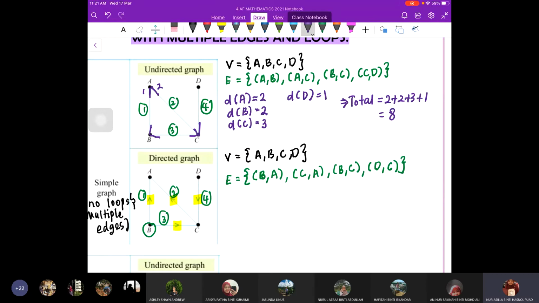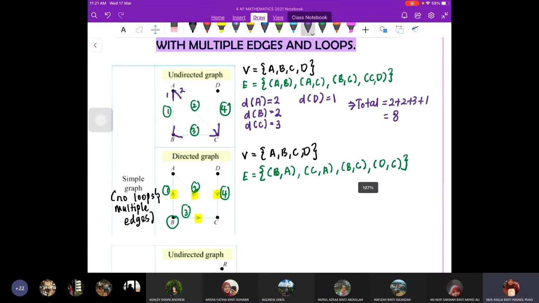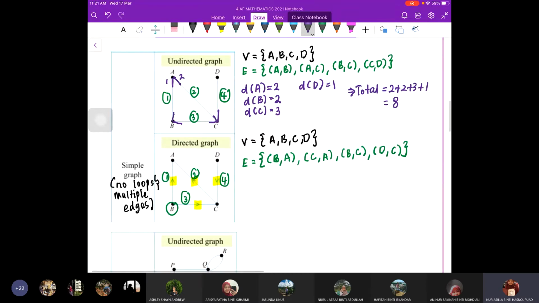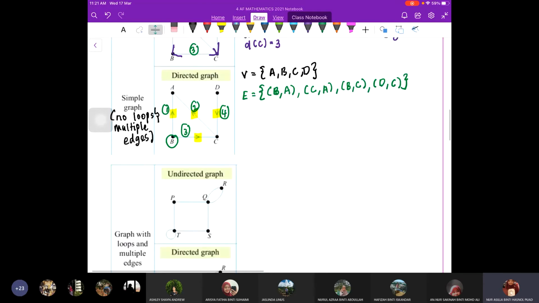Alright. So that's how kita buat untuk undirected graph. Now, directed graph, undirected and directed, dia kena berdasarkan what comes in and what comes out. Okay, dia berdasarkan initial dengan terminal vertex. Okay, so dia akan panjang sikit. Teacher tolak dia ke bawah sekejap.